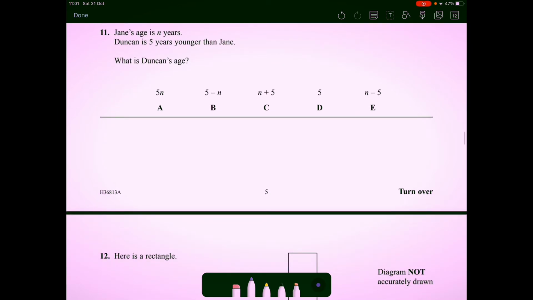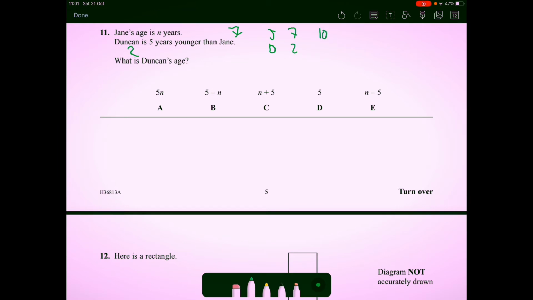Question 11. Jane's age is n years. Duncan is 5 years younger than Jane. What is Duncan's age? Okay, these expression type questions often get people in a pickle. The best way to do this is actually to do a couple of little practice examples. For example, Jane's age is 7. I just made that up off the top of my head. Duncan is 5 years younger than Jane, so Duncan would be 2. So if we made a quick little table here, J for Jane, D for Duncan, when she's 7, Duncan is 2.